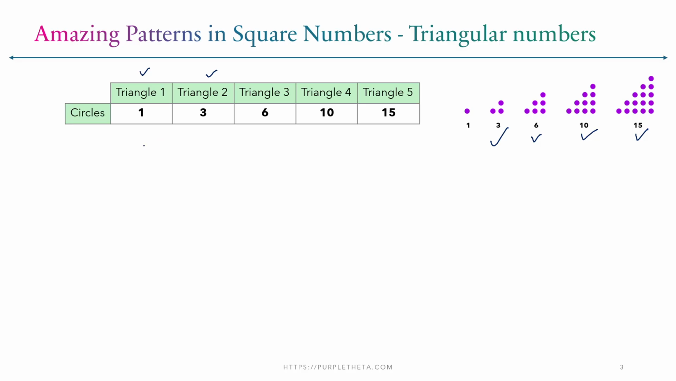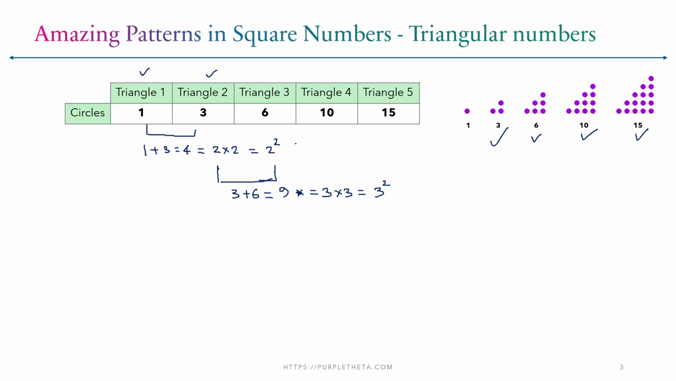Let us see. If we add the first two numbers, that is 1 and 3, 1 plus 3 is equal to 4, right? And 4 is equal to 2 multiplied by 2, and this is 2 to the power 2, 2 square. Okay, let us add the number of circles in the second triangle and the third triangle. So here we have 3 plus 6, which is equal to 9. 9 is written as 3 multiplied by 3, right? This is 3 to the power 2 or 3 square.